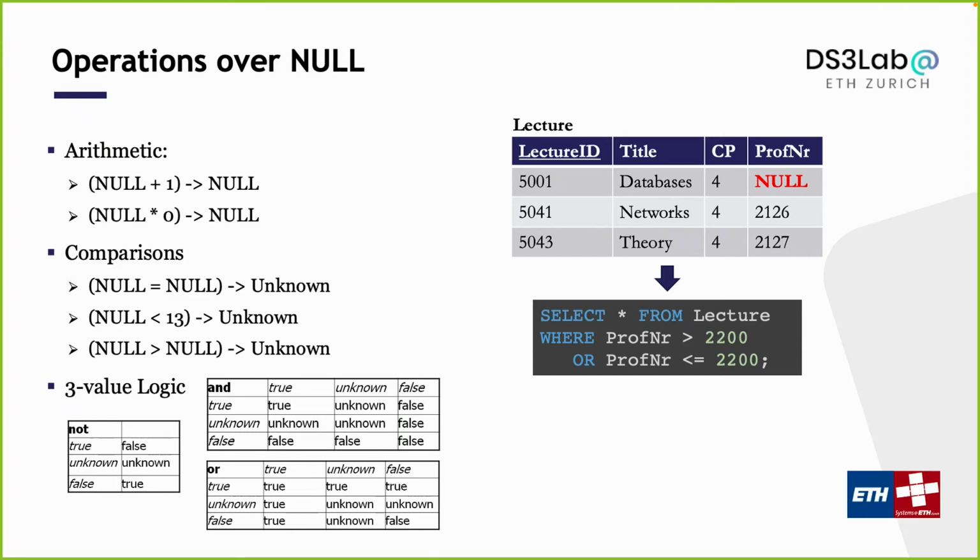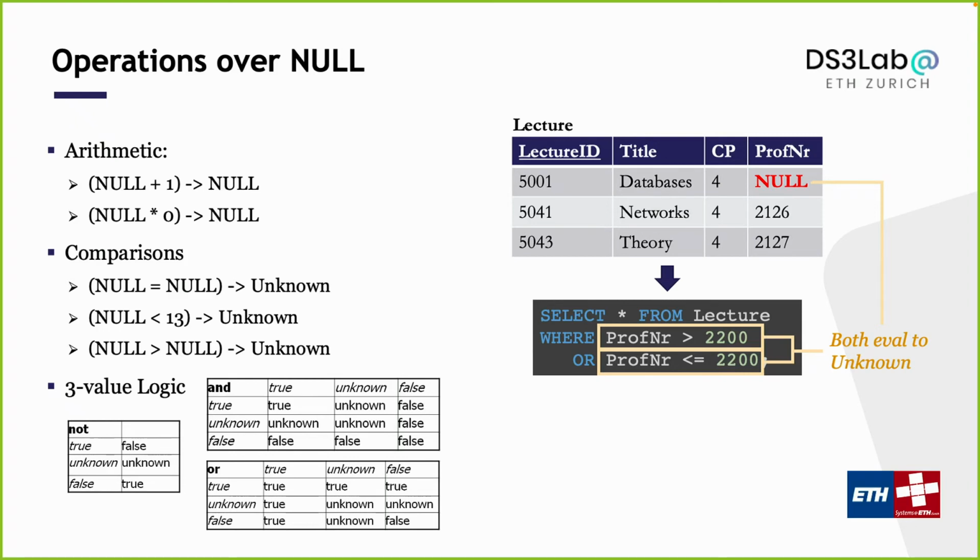So let's think about this query. How many tuples do you think will be in the result? Think 0, 1, 2, 3. This one is going to give you, essentially, the way to think about it is you look at these 2 conditions and think about what the first tuple is going to give you.